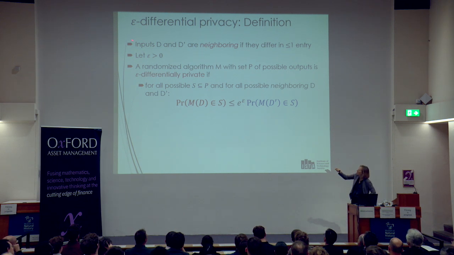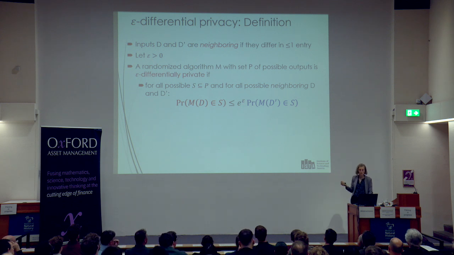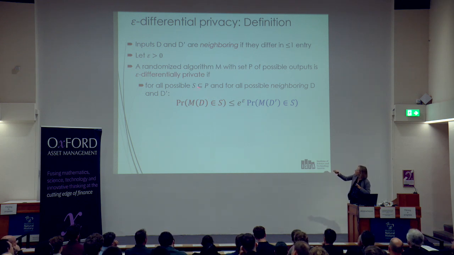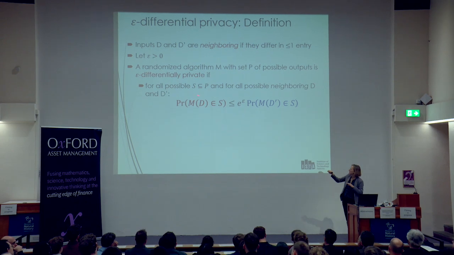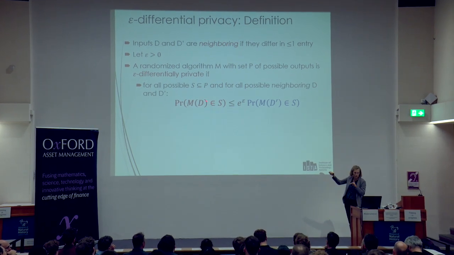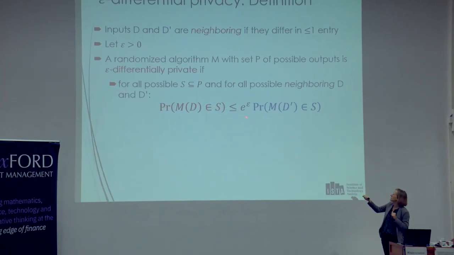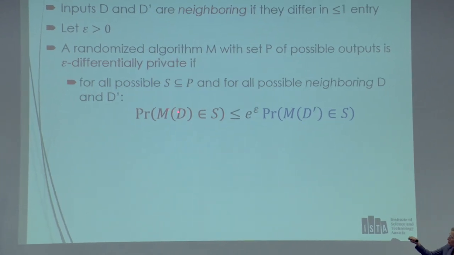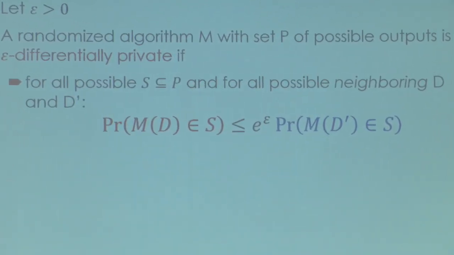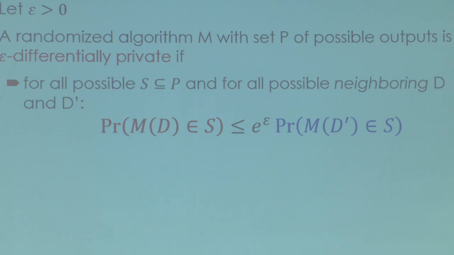Epsilon you should think of as a small number, close to 0. So e to the epsilon is just a little bit larger than 1. So what you want is the probability, and instead of saying element of S, you can just think for simplicity here that S is just one element of P and that this is equal to S. It makes it easier. So you can think the probability that the mechanism outputs an element of S is almost the same if the input was D or if the input was D prime. That's what this definition says.